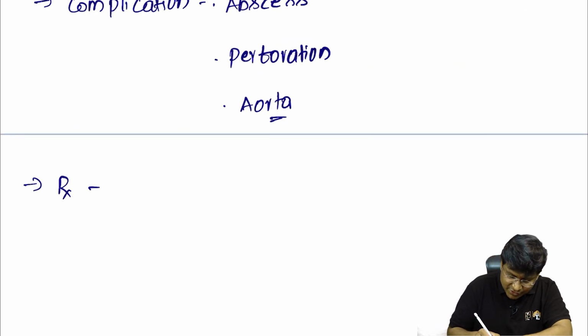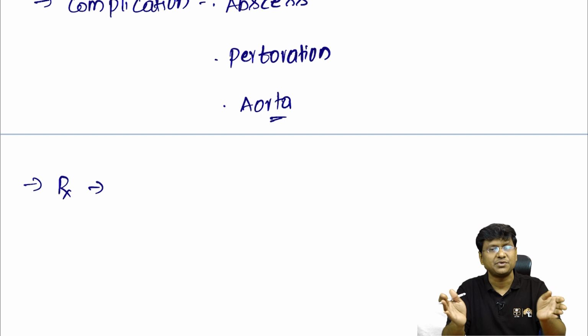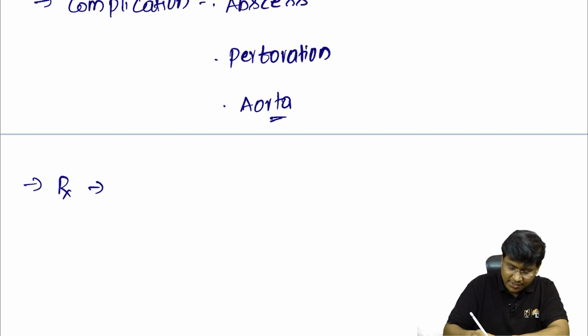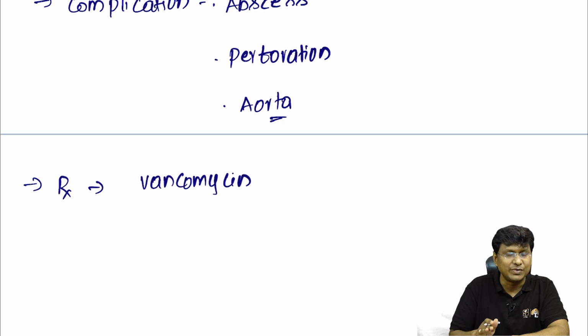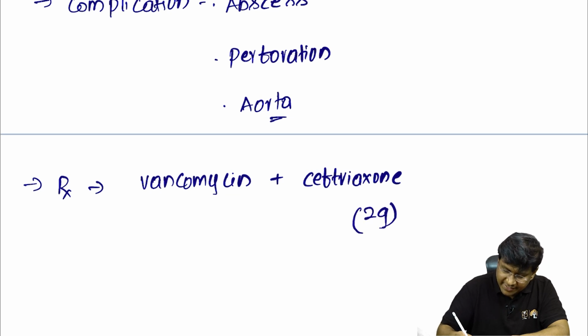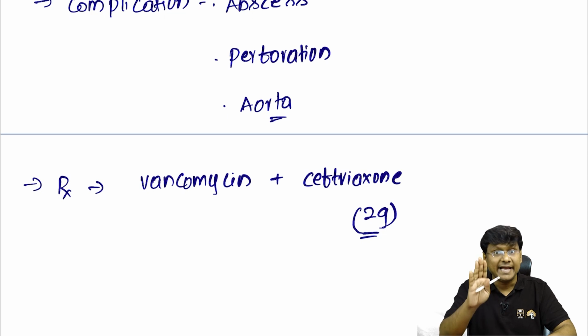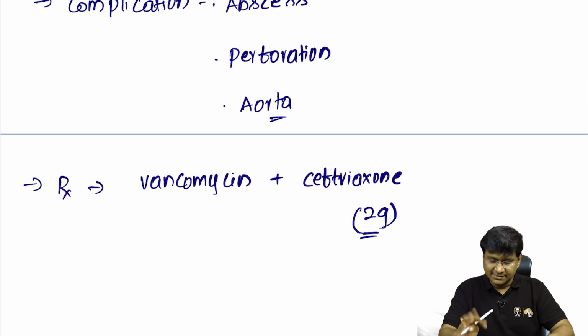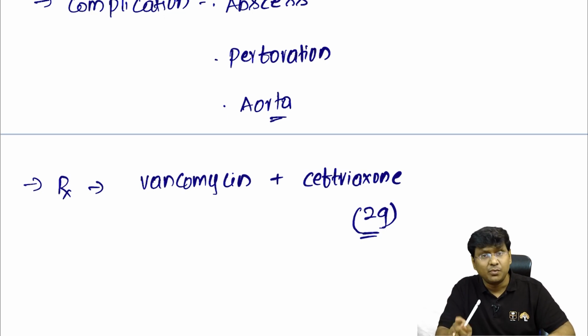And the treatment in case of infective endocarditis is you need to give a broad spectrum antibiotic, right? So you need to give vancomycin. This vancomycin should be given 1 gram 12th hourly, that is twice daily. And along with that, you need to give ceftriaxone. Whenever you are giving this ceftriaxone, you need to give 2 grams at once in a day. That is the dosage.